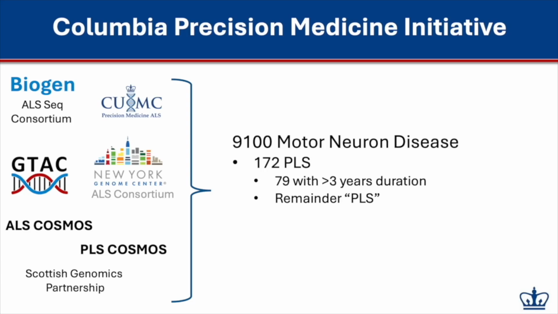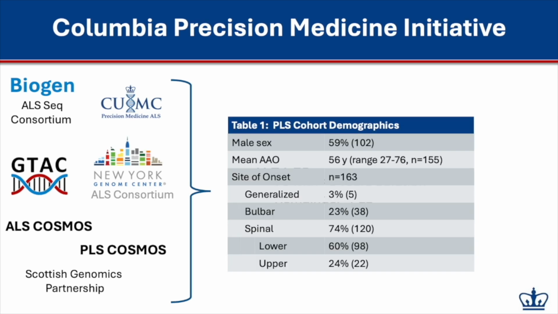So of our 9,100 motor neuron disease samples, 172 have diagnoses of PLS. 79 of these, mostly coming from studies led by Dr. Mitsumoto, have clear-cut criteria by which these were assessed, and the others from the metadata were diagnosed at their tertiary care centers with PLS. The criteria aren't more specific than that. In this cohort, 59% are male. The mean age at onset is 56 years, and for those where we have a site of onset, not surprisingly, it's spinal and lower extremity, followed by upper extremity, and then the least common is bulbar. There are a handful of individuals with a more generalized presentation.